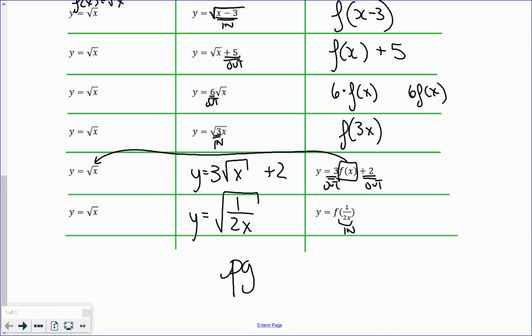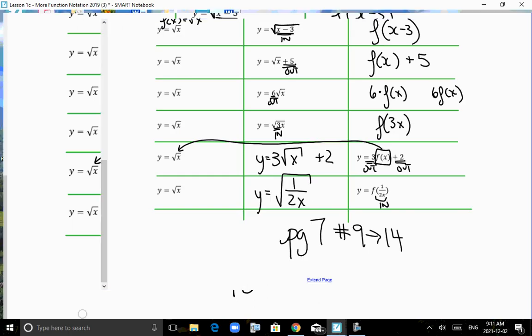I'd like you to practice some on your own. We're going to go all the way back to the very beginning of the booklet. So it's page 7, numbers 9 to 14. And again, make sure that you check online for those answers. Okay, if you have any questions, let me know.